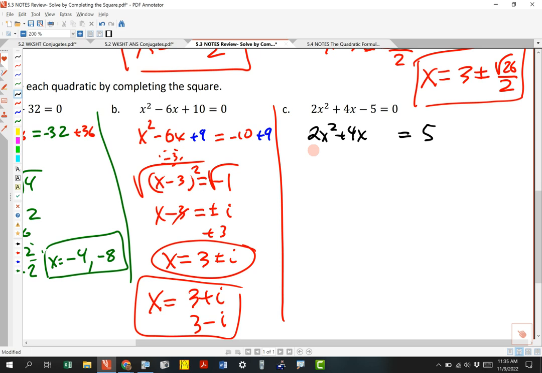Divide by 2. That means we're going to have to divide everything on both sides by 2. So divide by 2, divide by 2, divide by 2. Yes, that introduces a fraction over here, but on this side, at least we get x squared, which is what we want. I have a 2x, which I'm okay with, and I have a 5/2 on this side.